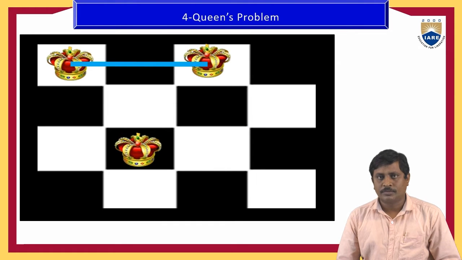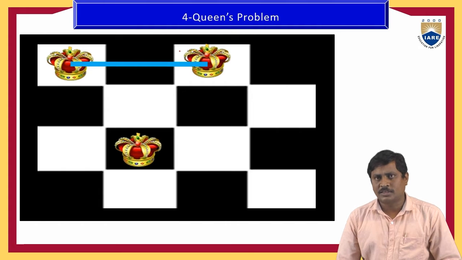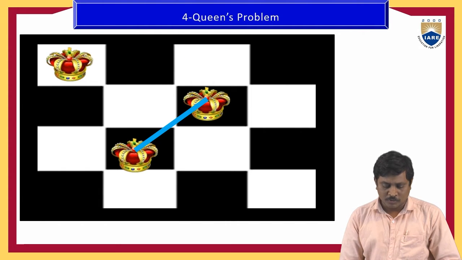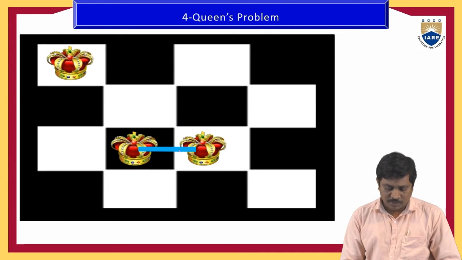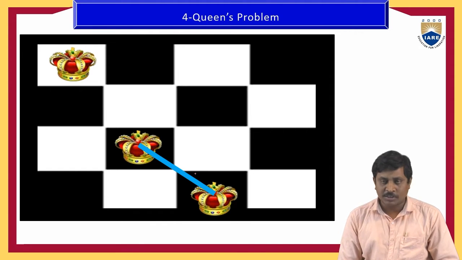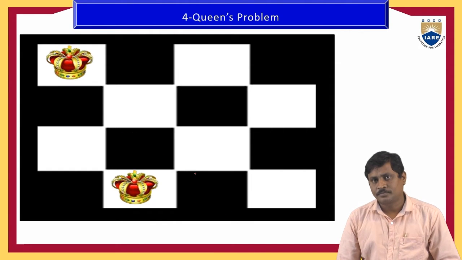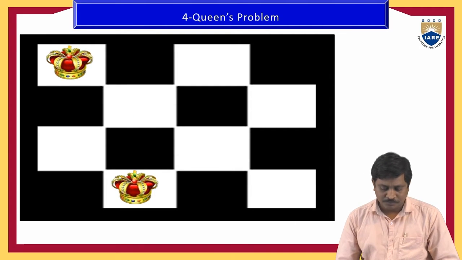Next, we see this one cannot be placed here, as it is in the same row. Suppose we place it here: diagonally they are in the same direction, so we do not place it here. Here also it is the same row, so not placed. Here also diagonally they are in the same direction. So place it here.